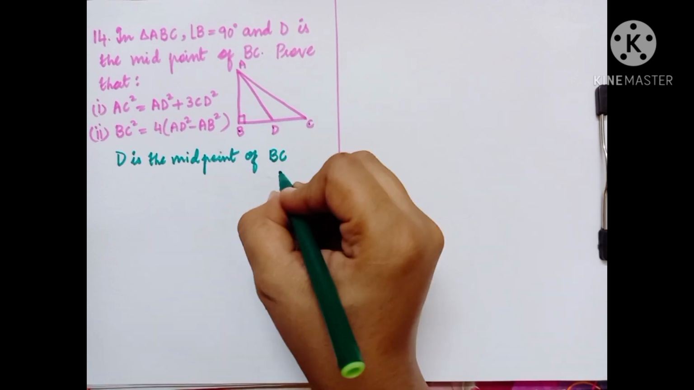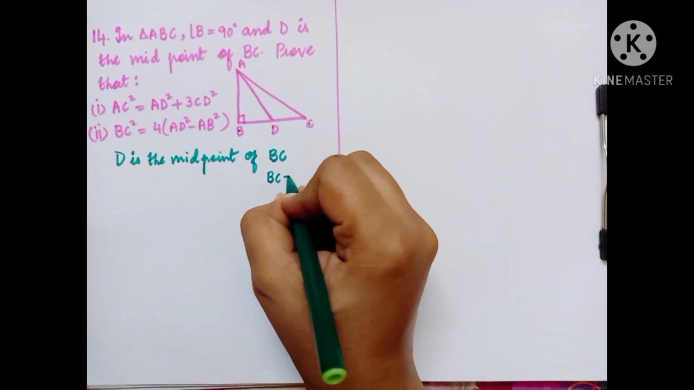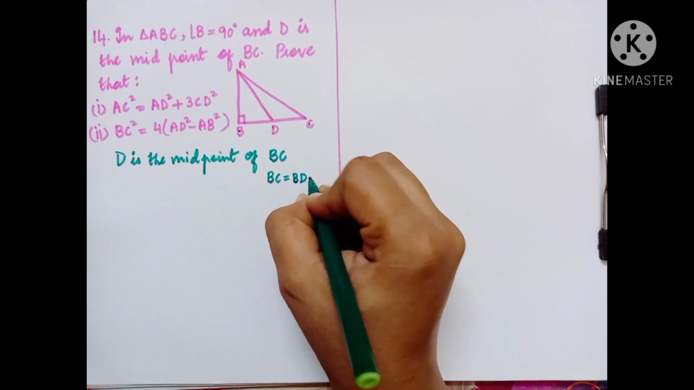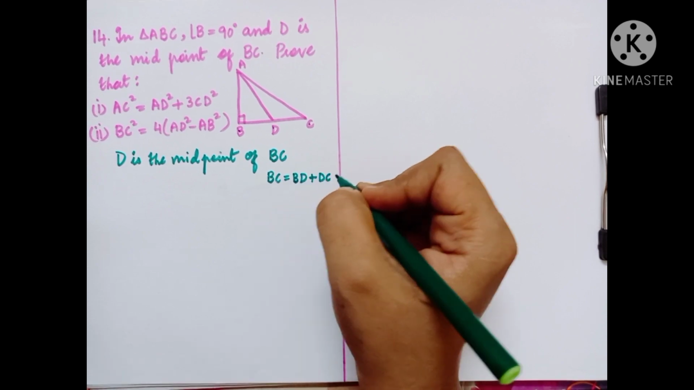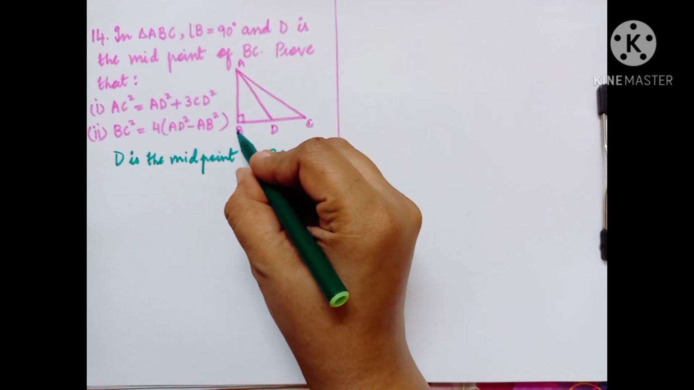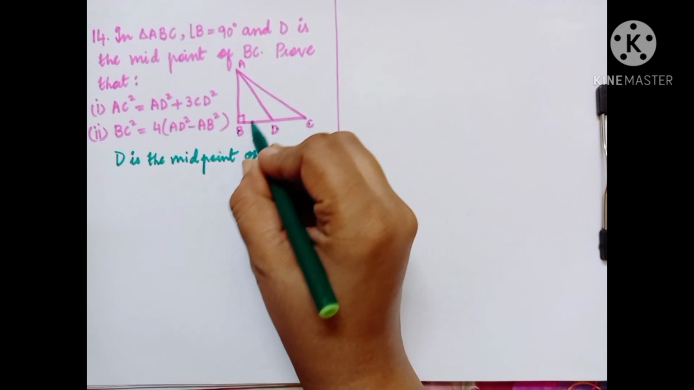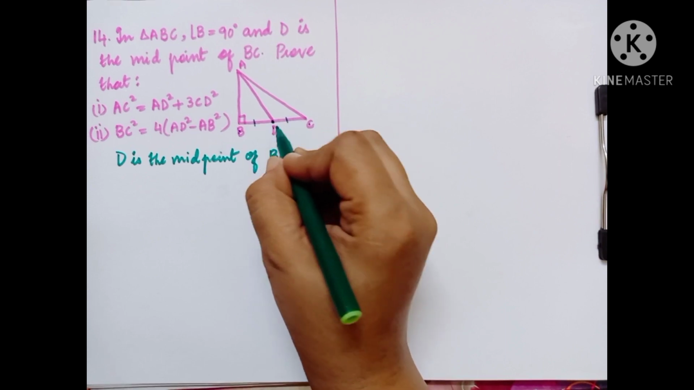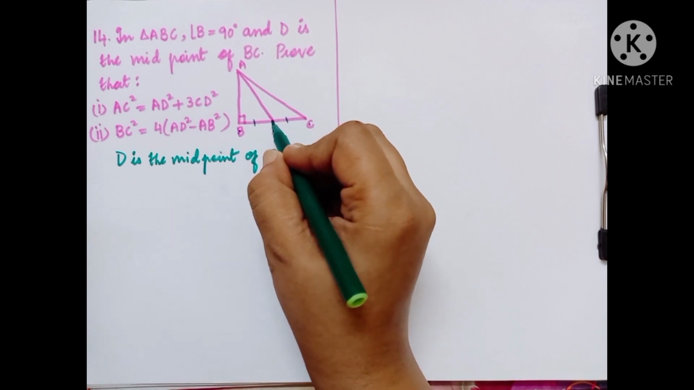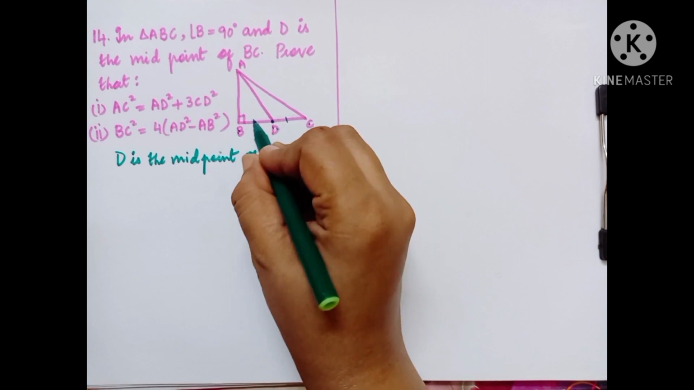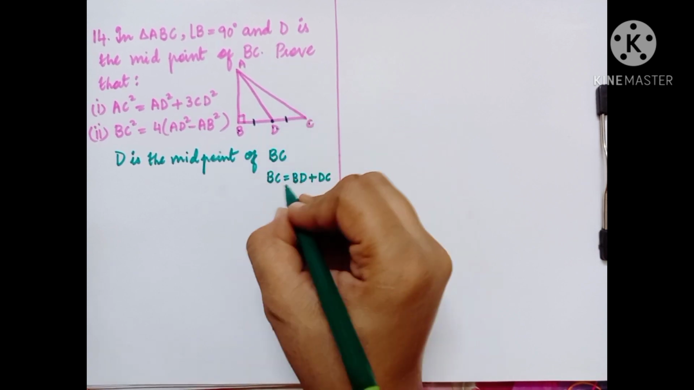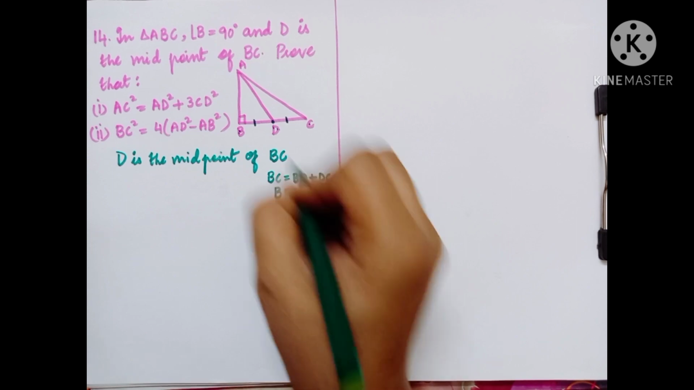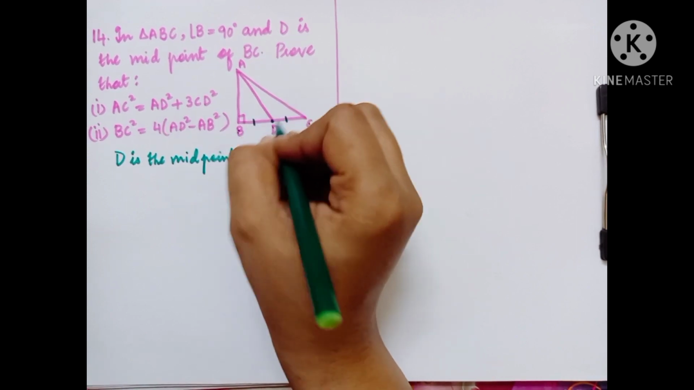So just for your understanding, you can write in your rough work that BC equals BD plus DC. And also BD equals DC, as these two parts are equal. Since D is the midpoint, which is exactly in the center of this side, this part equals this part. So you can also write BD equals half of BC. This part is equal to this part.